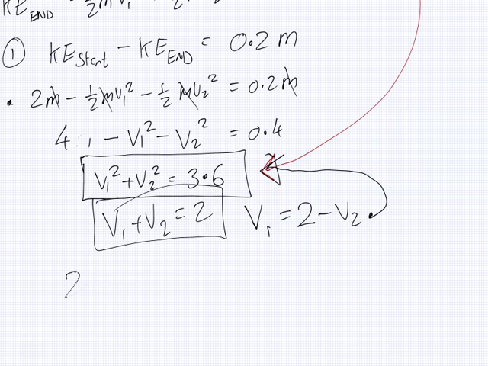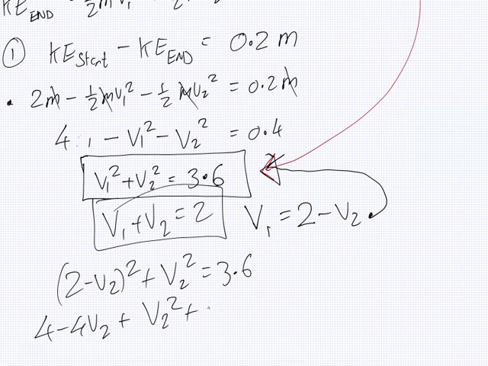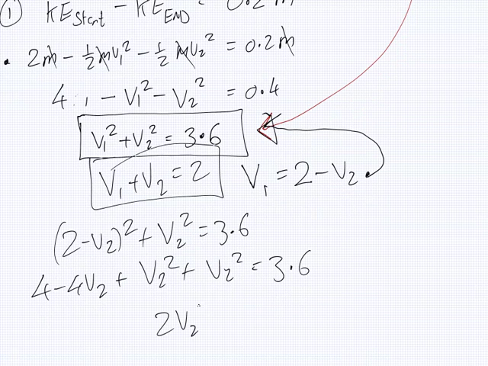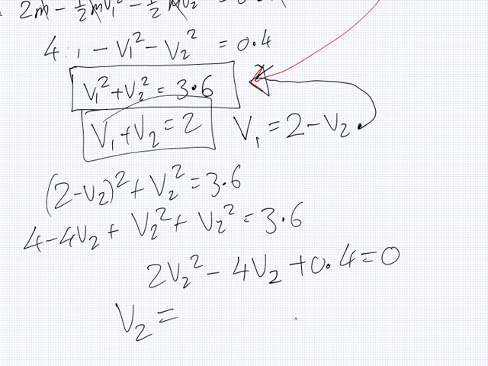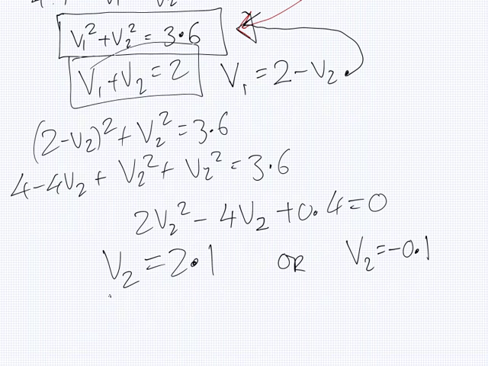So now I get (2 minus V2) squared plus V2 squared equals 3.6. 4 minus 4V2 plus V2 squared plus V2 squared equals 3.6. 2V2 squared minus 4V2 plus 0.4 equals 0. So I have two answers for V2: 2.1 or minus 0.1. And then for the answer for V1, how do I get V1?